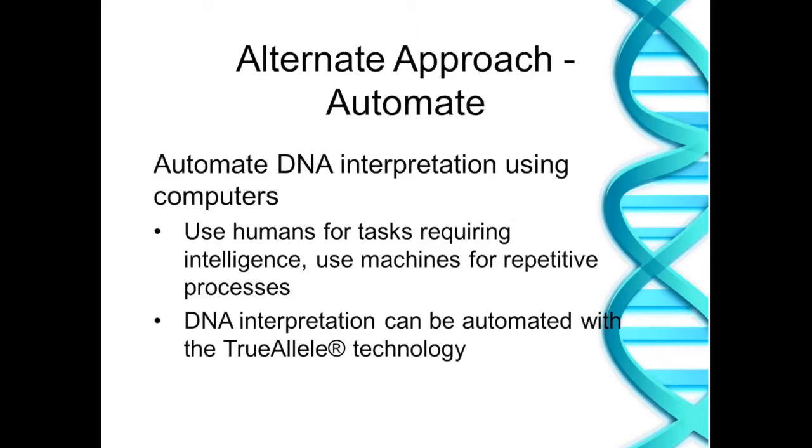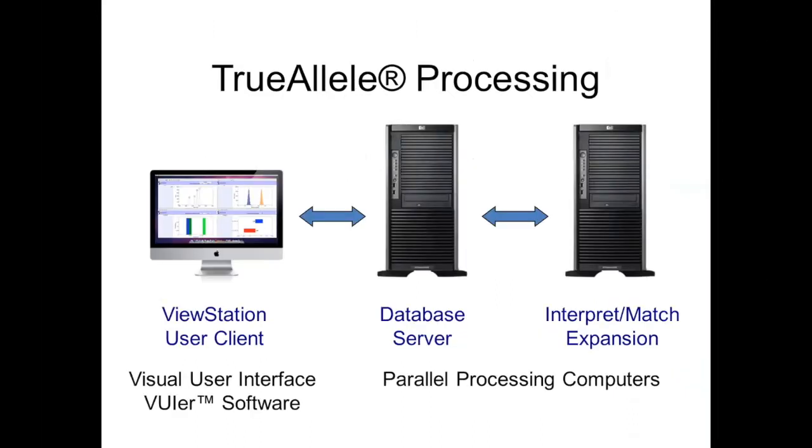And that other way is to automate everything. Automate the data interpretation using computers. Let human beings do what they do best, let machines do what they do best. And so what we can do is automate DNA interpretation with computer technology, which is what we do in our lab. That's how we've implemented this.